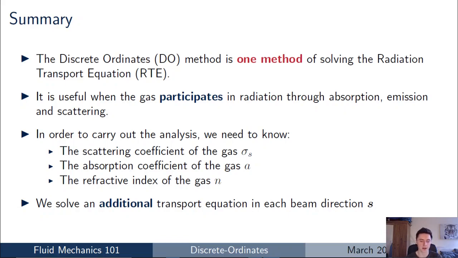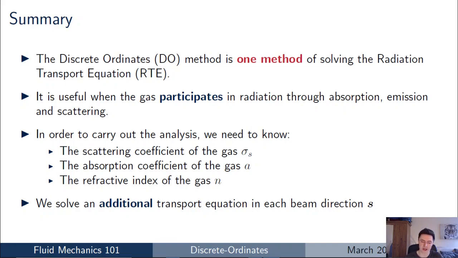And so in order to carry out this analysis and make the decision of what radiation model we want to use, we need to know 3 additional material properties for the gas. And that'll be the scattering coefficient, the absorption coefficient, and its refractive index. So once we know these coefficients and to what degree the gas participates in radiation, we can set up the discrete ordinates model and solve if we want.